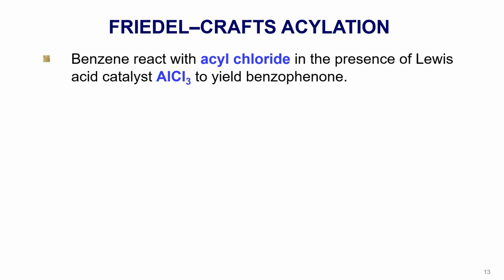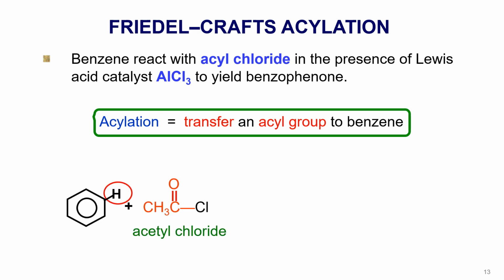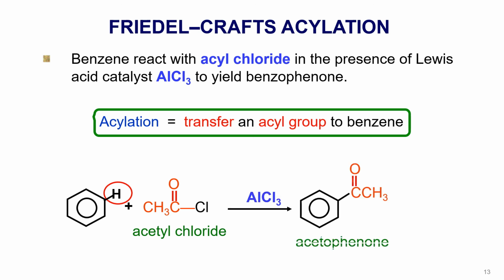Friedel-Crafts acylation. Benzene reacts with acyl chloride in the presence of the Lewis acid catalyst AlCl3 to yield an aryl ketone. Acylation is a process that transfers an acyl group to benzene. For example, from this reaction, an acylium ion adds to the benzene ring in place of this proton to form acetophenone and the side product HCl.